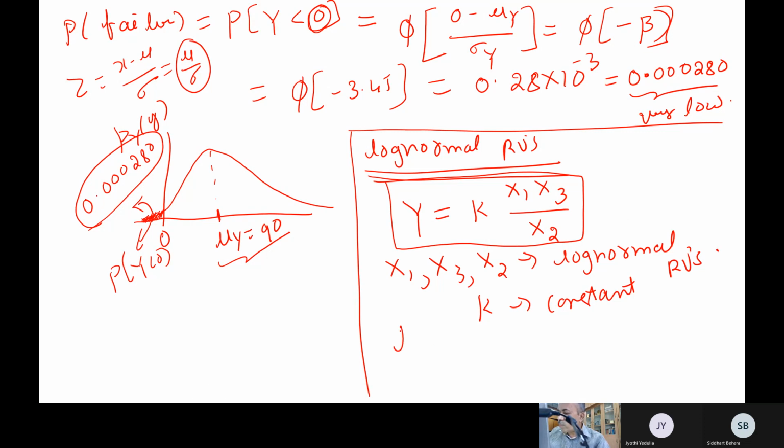If you take logarithm on both sides, we can write this expression as log y is equal to log of k plus log x1 plus log x3 minus log x2. So this will be like this actually. Now what type of random variable will be log x1, log x3, and log x2? If x1 is log normal, what will happen to log x?